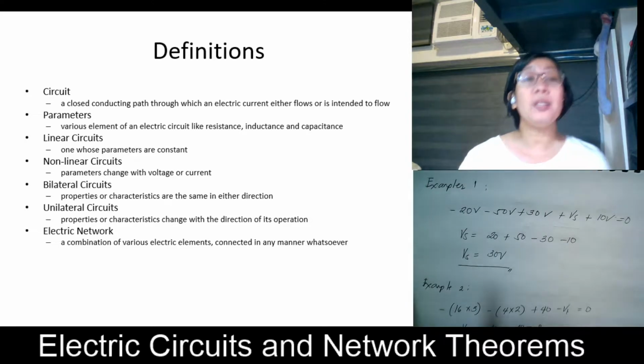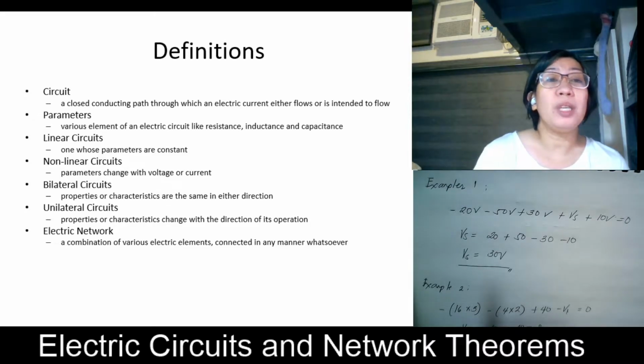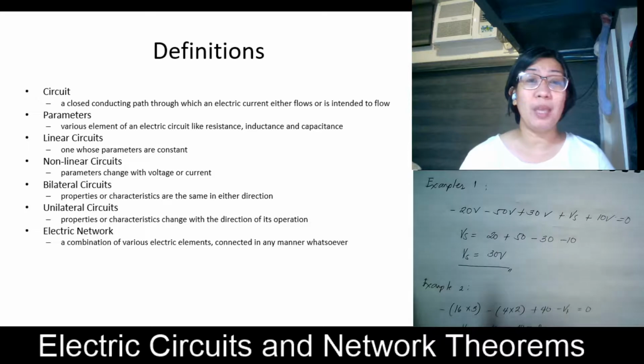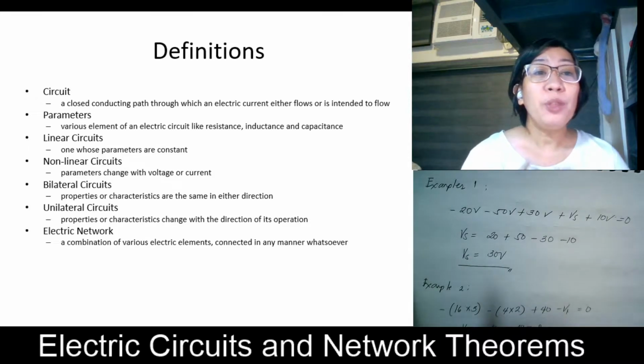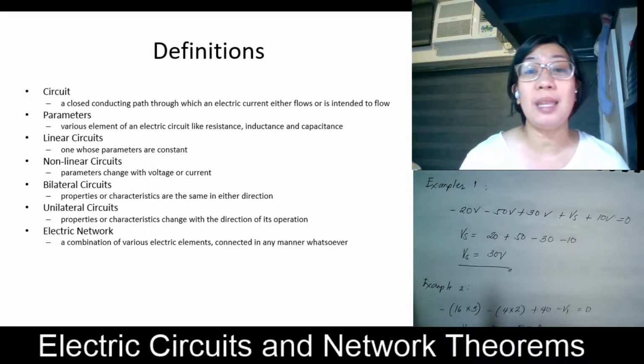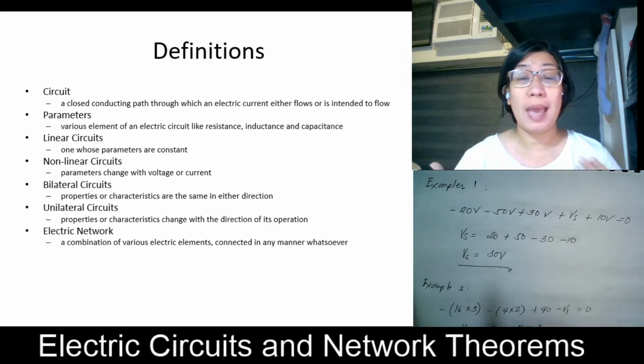First is of course a circuit. So what do we mean by circuit? This is a closed conducting path through which an electric current either flows or is intended to flow. From now on, we will be analyzing different types of circuits.